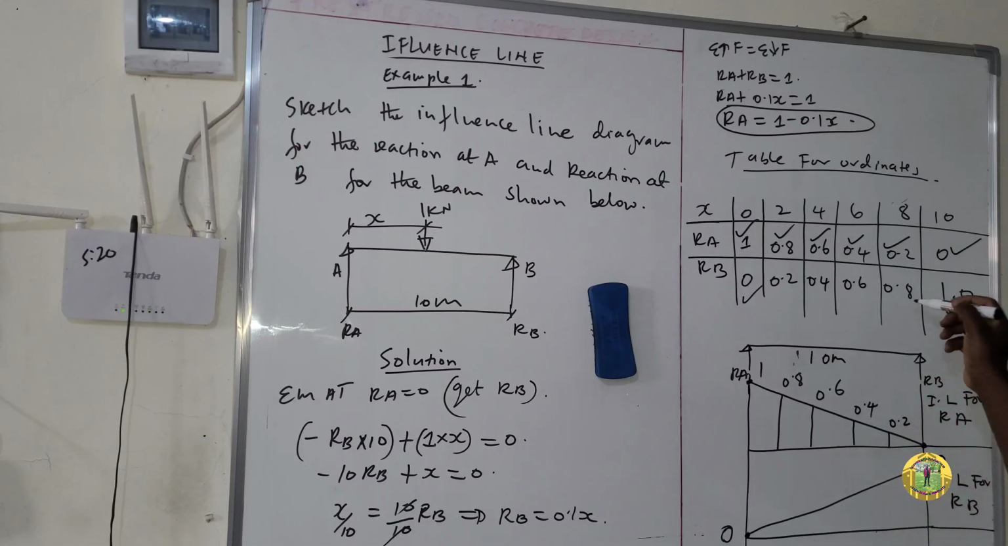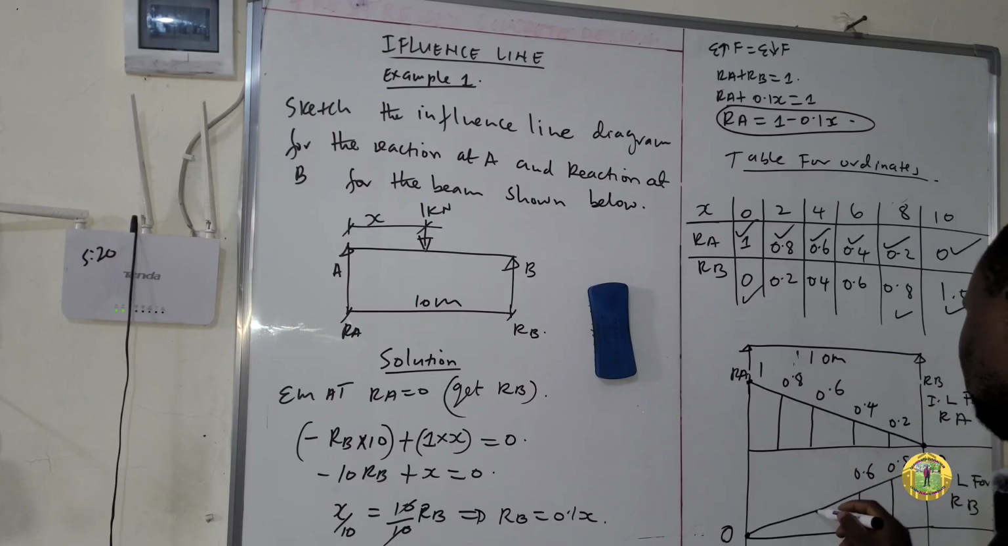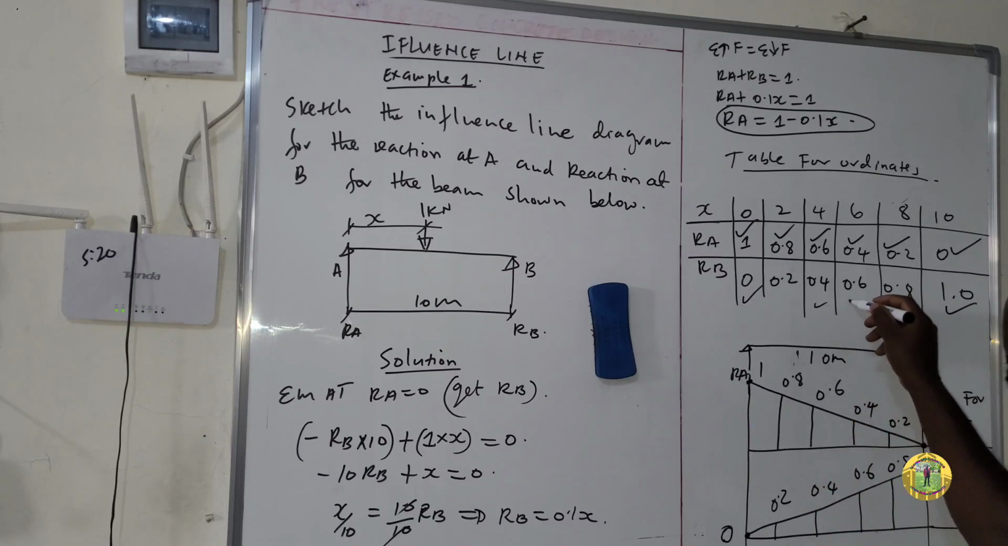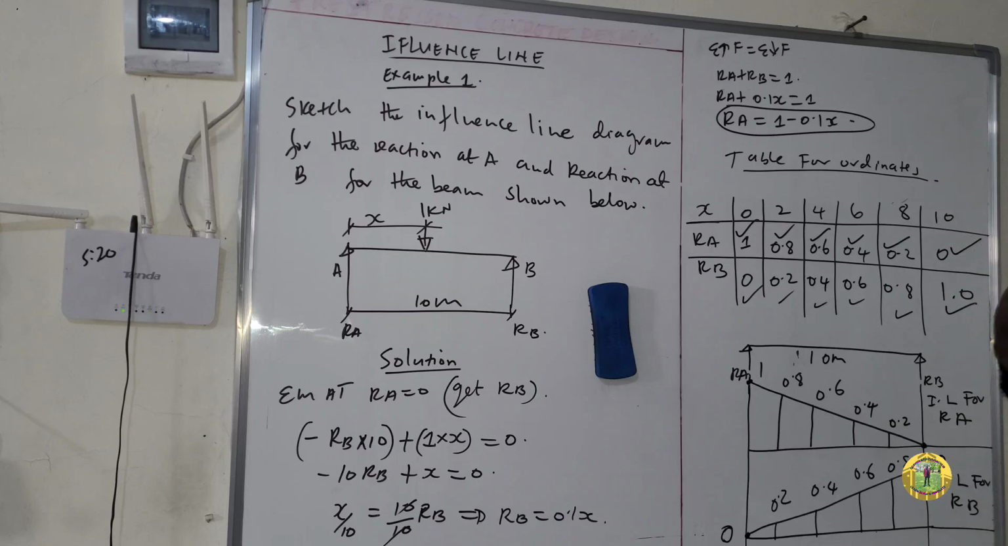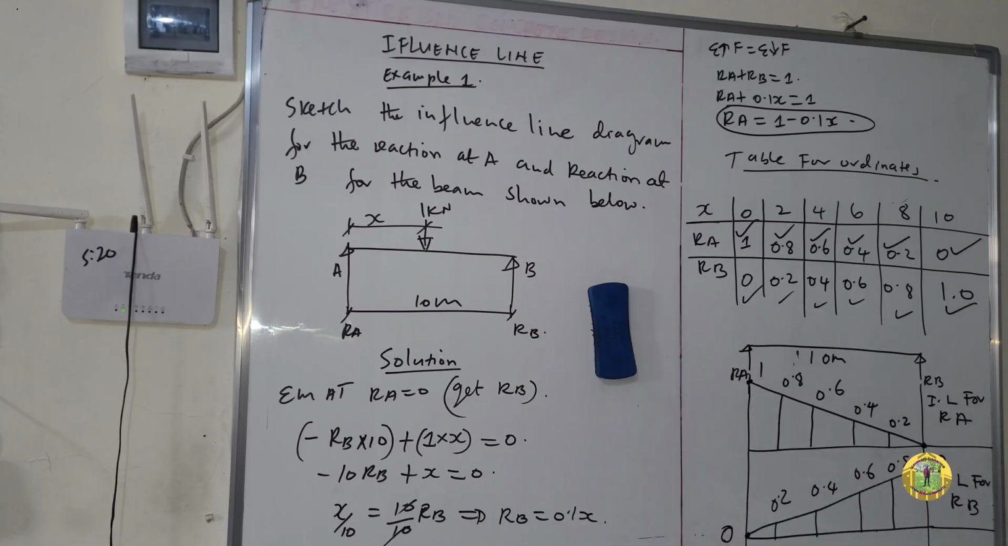We have 0.8 in line with this. So this is 0.8, 0.6, 0.4, 0.2. Done, done, done. So that is how you draw the influence line diagram for the reactions for the beam shown. So that marks the end of this question. We proceed to example 2.